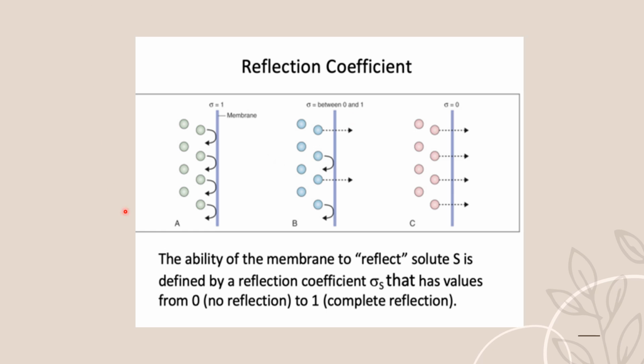So if the membrane reflection coefficient is 0, reflection coefficient 0 means the membrane is totally permeable to the solute. No reflection is happening. That means there will be no osmosis here. And if the reflection coefficient is 1, that is complete reflection, all the solute particles will be reflected back. That means in that case, the osmosis will actually happen.